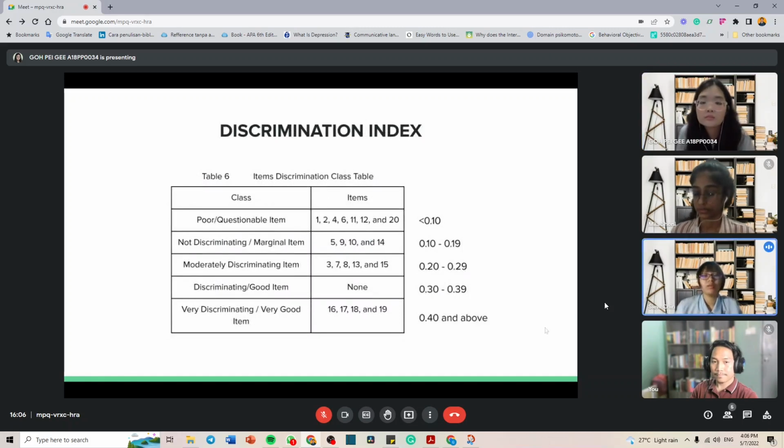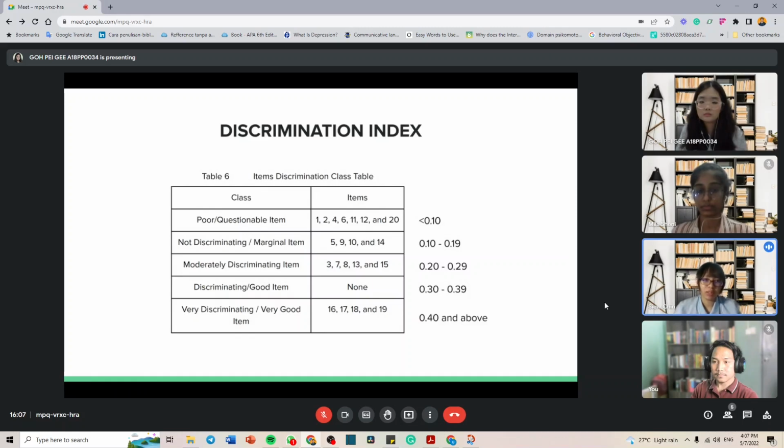So next is about discrimination index. The formula for discrimination index is the upper group of the participants minus the lower group, and then the answer will be divided by half of the participants. The discrimination index is divided into 5 categories, which are poor, not discriminating, moderately discriminating, discriminating, and very discriminating. As we can see from the table, most of our test items, which are 7 to be exact, fall under the poor item category, which all of their discrimination indexes are below 0.10.